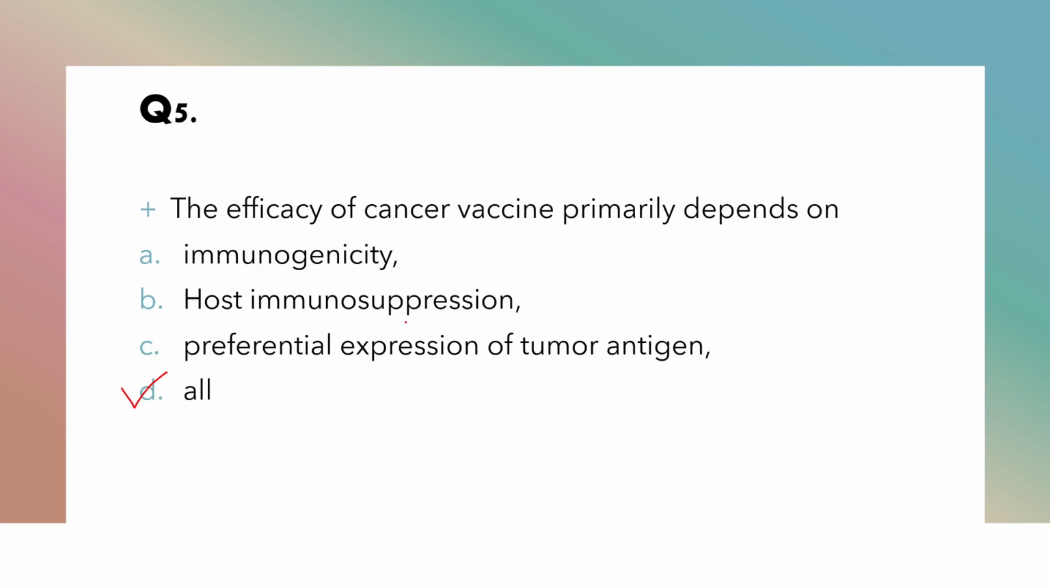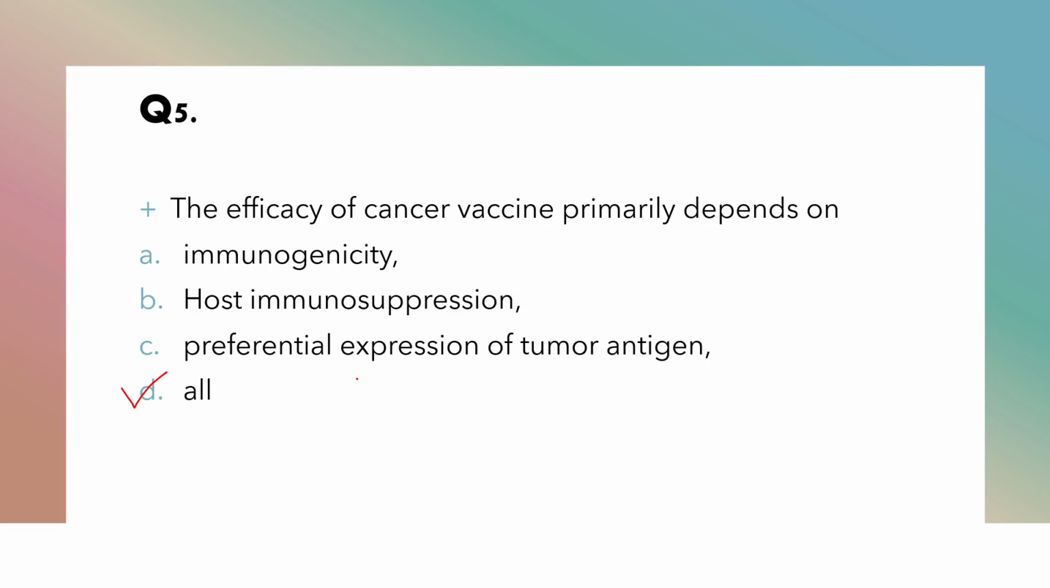Host immunosuppression means how much the immune system is suppressed. Preferential expression of tumor antigen means which tumor antigen is getting expressed, or how much, or whether the whole cell acts as an antigen, or any part of the cell acts as an antigen. That also affects the efficacy of cancer vaccine. If the tumor antigen is expressed as a whole structure, then it will help the cancer vaccine to act in a more efficient way.